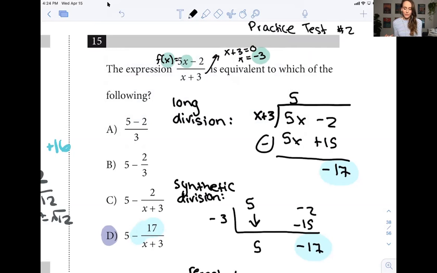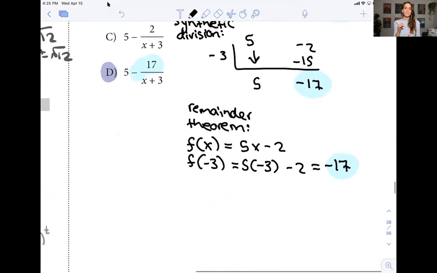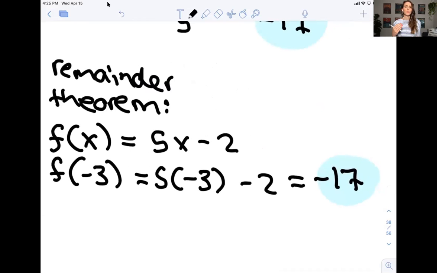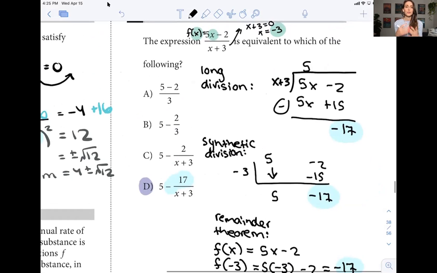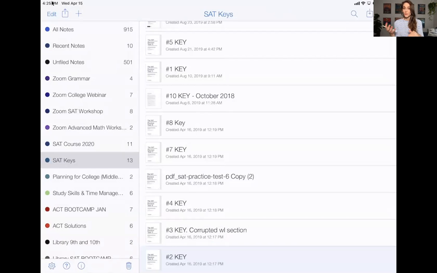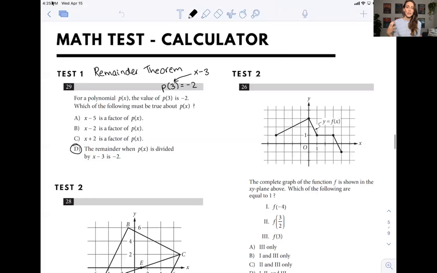When I plug in the negative 3 for x here, I actually get negative 17. So that means my remainder is negative 17 when I divide 5x minus 2 by x plus 3. When I look at these answer choices, only one here, answer choice D, has a remainder of negative 17. So you can see here, if you have really long polynomials, it's going to be way easier to just use the remainder theorem. But for this particular question, they are just straight up testing you on, do you know the definition of the remainder theorem? That's going to be a little rare for the SAT, but I have this question in here because it's important for you guys to know the remainder theorem.